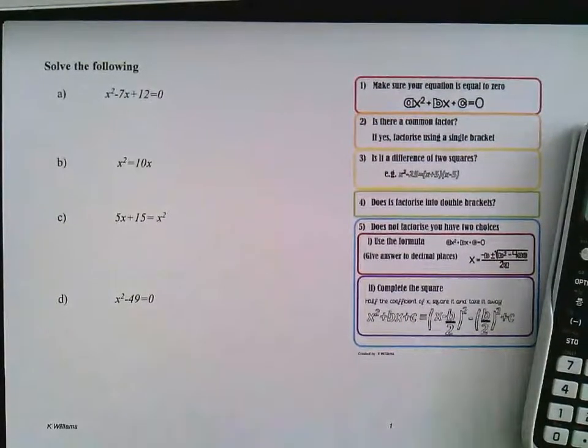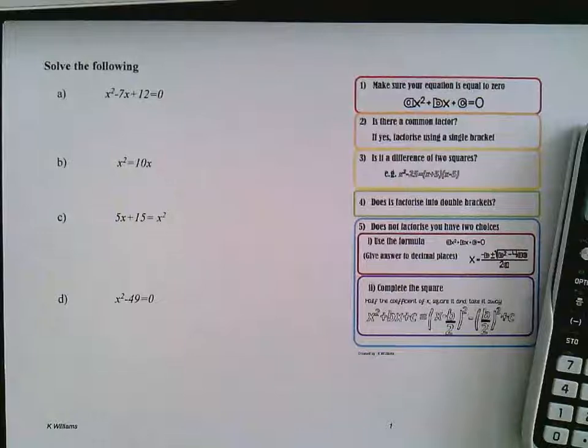Hello, in this video I'm going to be going through the key steps in how to solve a quadratic equation. In this video I'm only going to go up to using the formula and I won't be completing the square. I have that one in a later video.